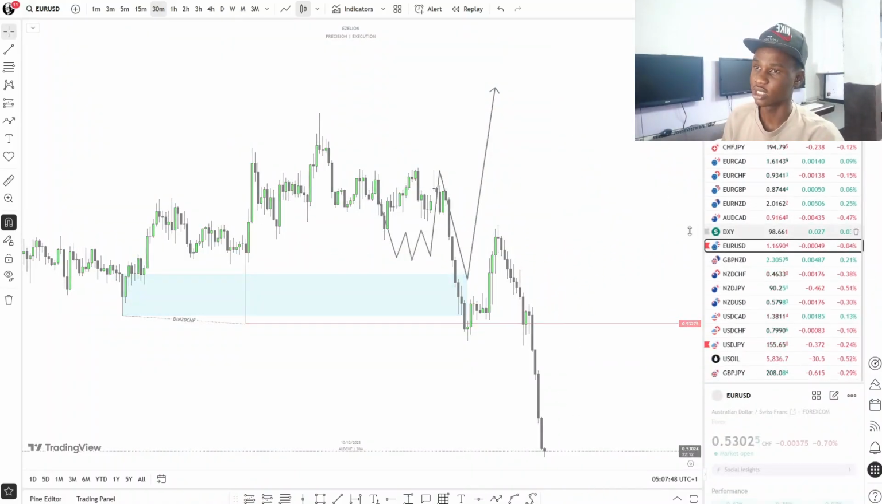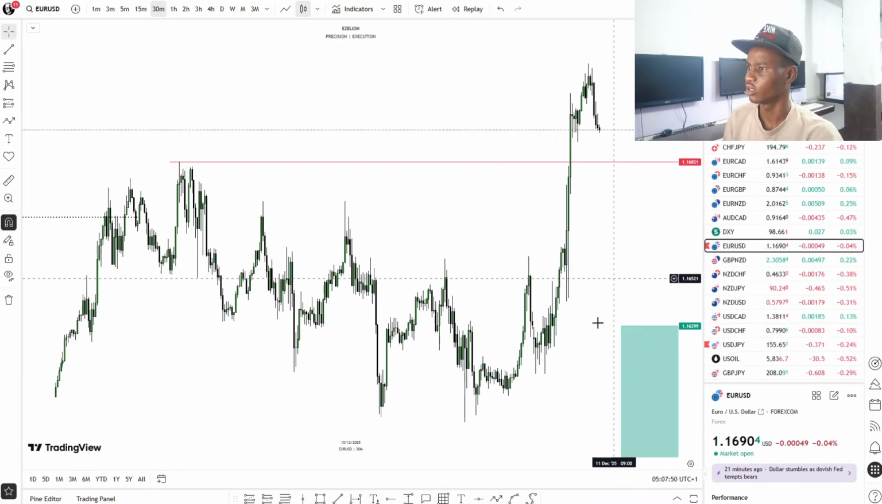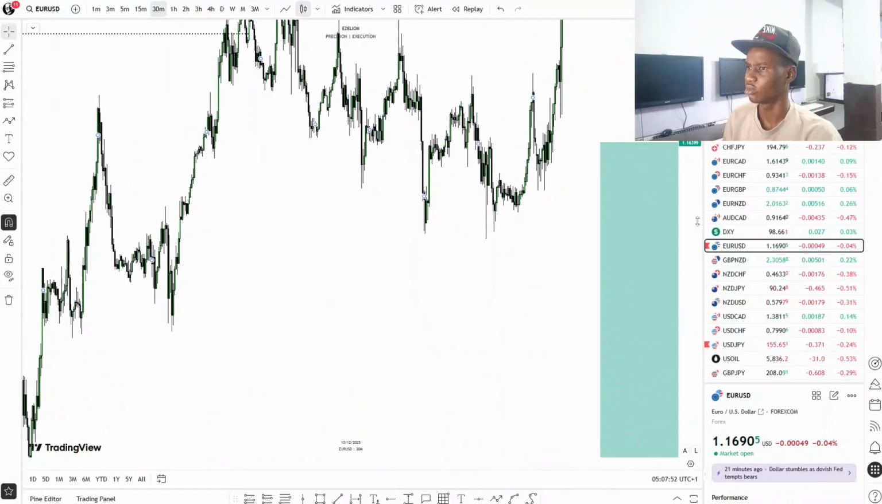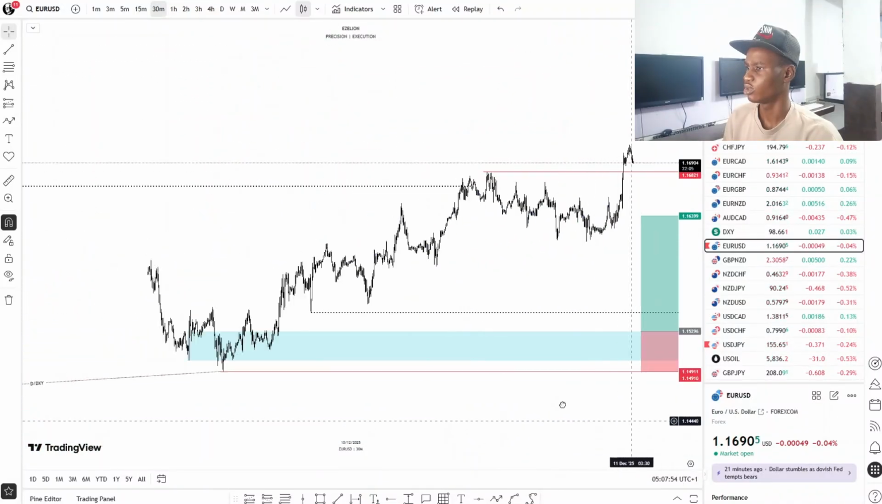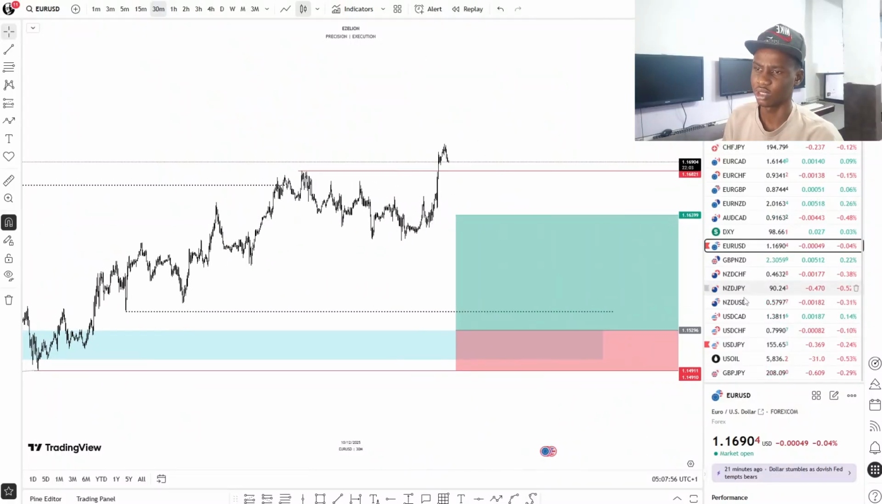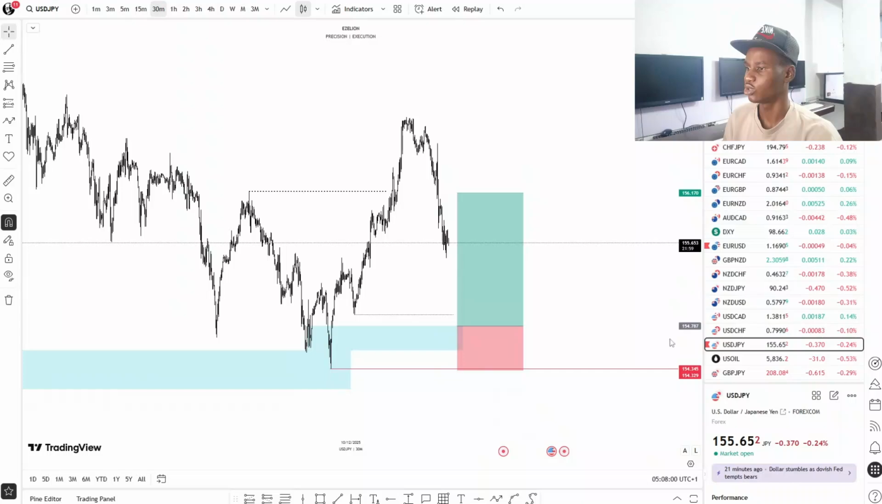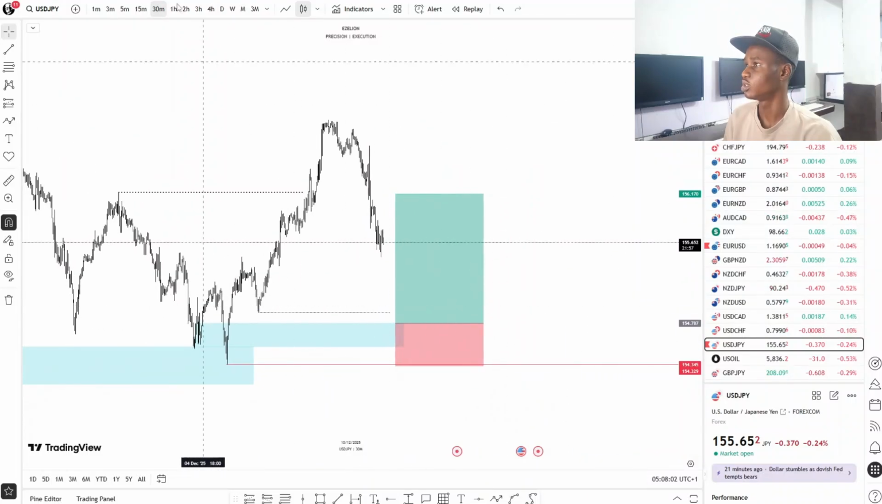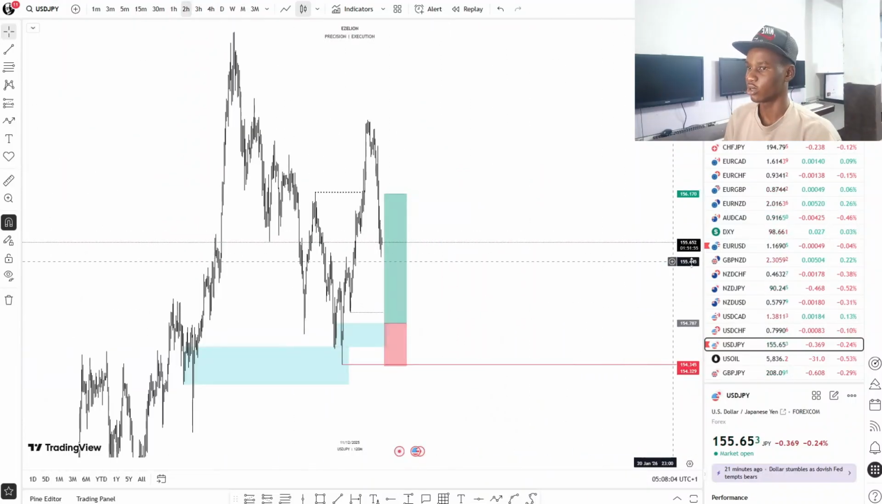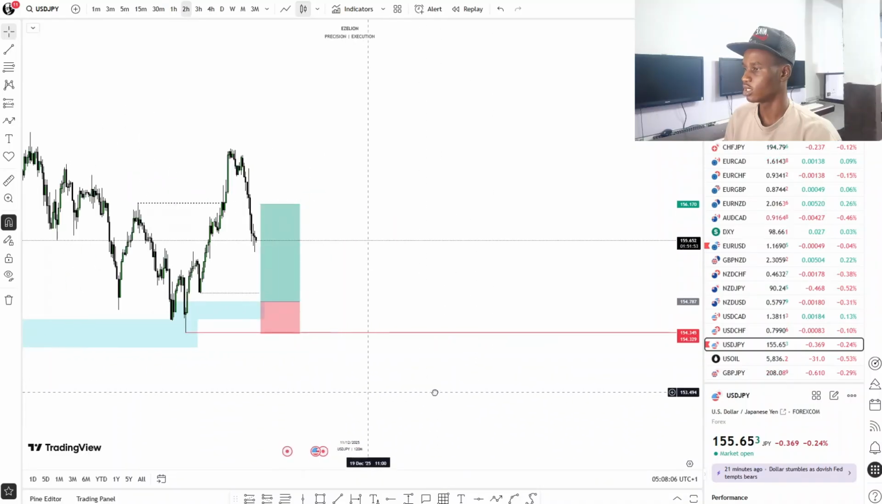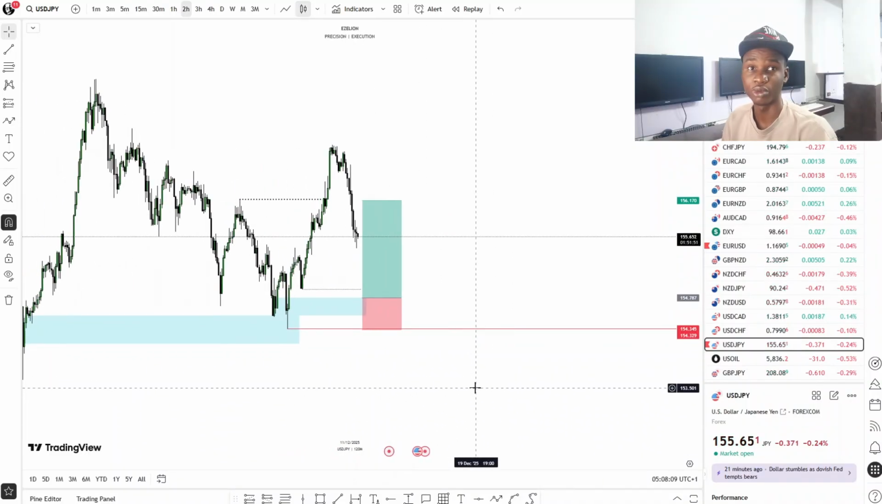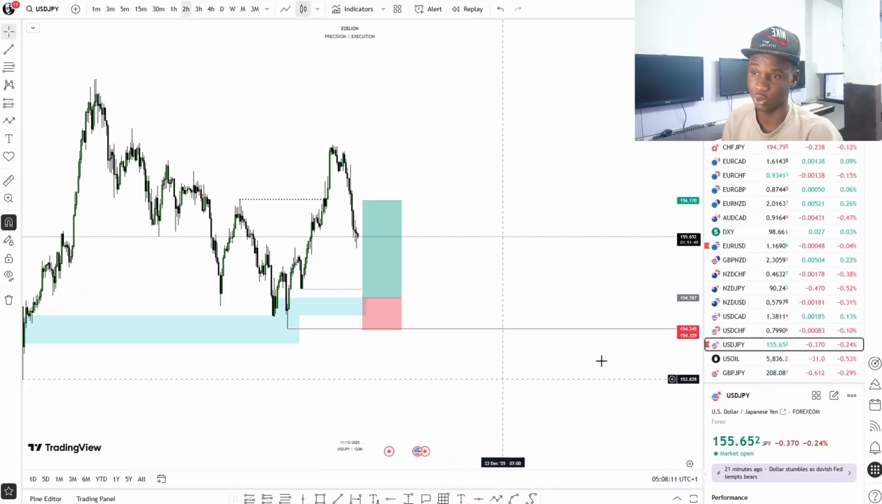So the next one we're looking at is Euro USD. What do we have here? Nothing clear on Euro. This is a very long trade. Nothing there. Now USD JPY. Price is already showing us a reaction. Price is already retracing to our key level, right? So this is going to be either tomorrow, and if it's not tomorrow, it's going to be next week.